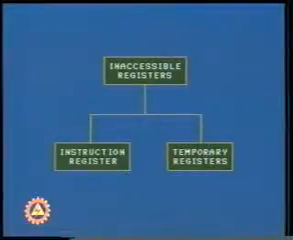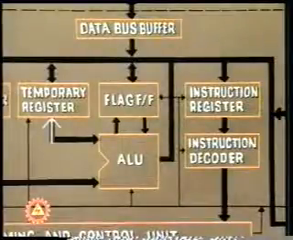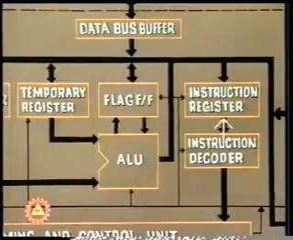Microprocessors have some registers not accessible to the programmers. They are instruction register and temporary registers. Width of these registers is equal to the width of the microprocessor data bus.